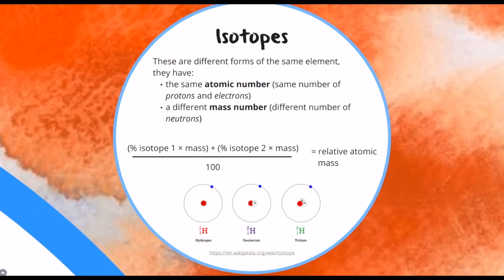Isotopes are different forms of the same element. They have the same atomic number, so the same number of protons and electrons, but they have a different mass number, so they have a different number of neutrons. The relative atomic mass of an element can be worked out by doing the sum of their percentage abundances times by their masses, divided by 100.